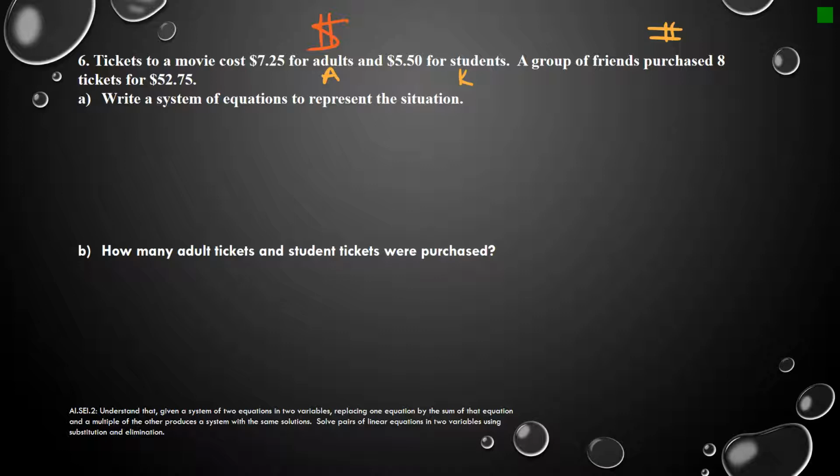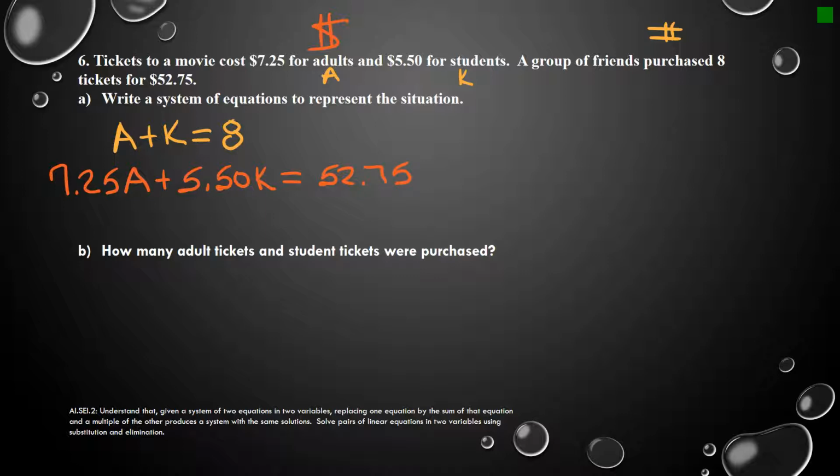So what I've got is I've got a bunch of adults plus a bunch of students going to the movies. How many are in that bunch? Well, if they purchased 8 tickets, I bet there are 8 people. Yep, that's true. Now, when we're talking money, every adult that walked in paid how much? $7.25 for each adult. Plus, every kid that walked in paid how much? $5.50 for each kid. And how much did they pay altogether?